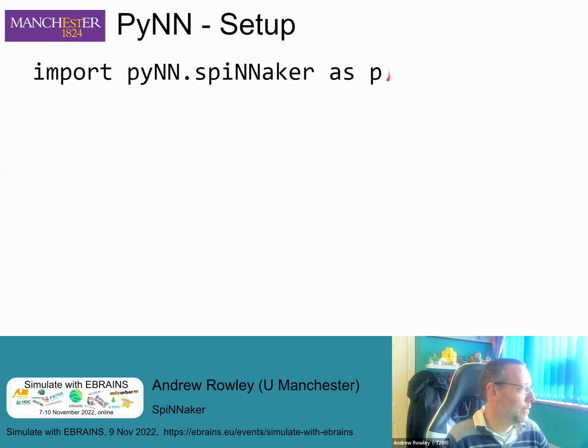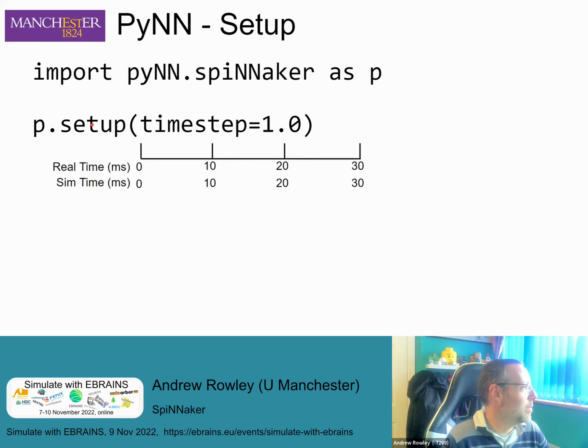So to use Pine on Spinnaker, you import pine.spinnaker as whatever you like. We often use P or sim. You'll see that in quite a few scripts as well. This is an older presentation, so we often just use P for Pine, I suppose. Once you've done that, then you do p.setup, and you can specify a time step if you like.